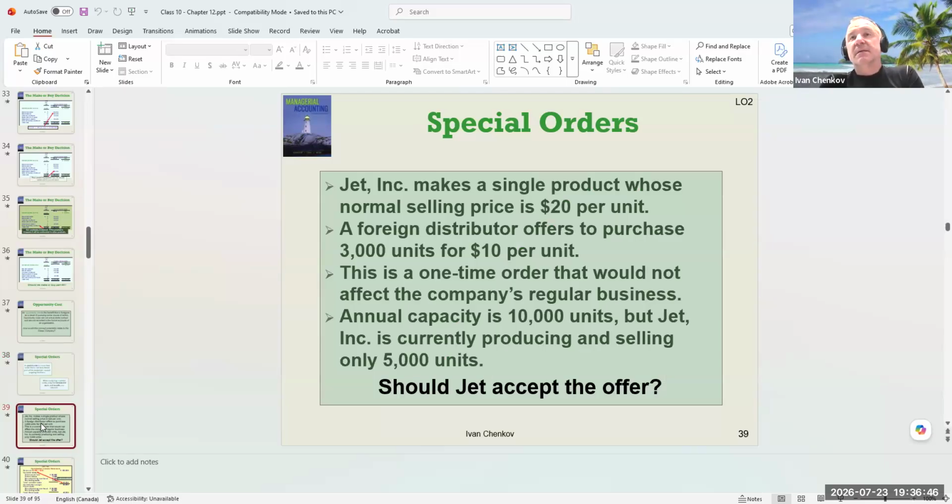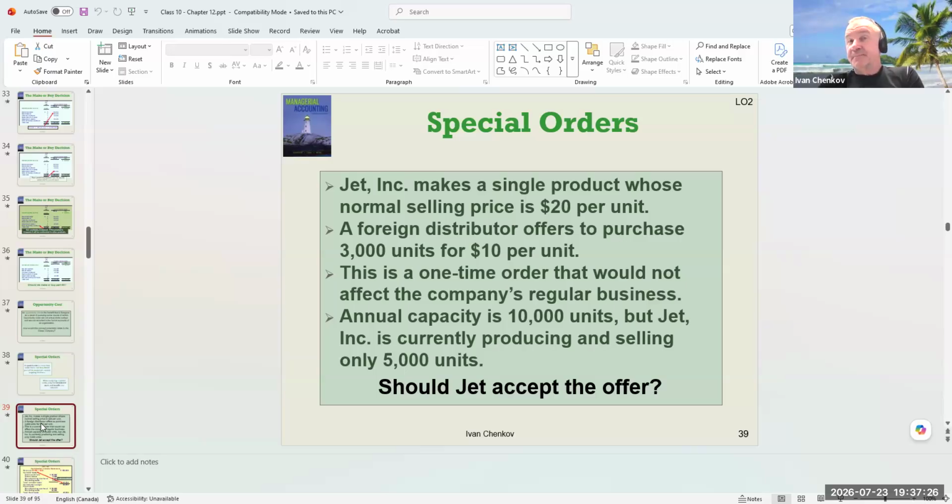This company makes a single product whose normal selling price is $20. So in the normal course of action, we're selling this product at $20 per unit. A foreign distributor comes and says, you know what? Can you make me 30,000 units for $10? This is a one time and one time only order. It's not going to affect our regular business.